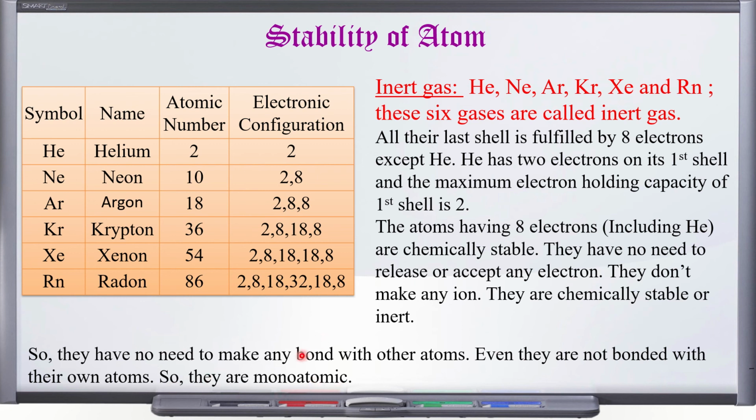Dear students, did you understand why these atoms are called inert, why these atoms are stable, or why these atoms are monoatomic? This is the answer here: only because of their 8 electrons on the last shell. They are chemically stable and they don't release or accept any electrons, and they don't make any ion, so they don't make any compound.